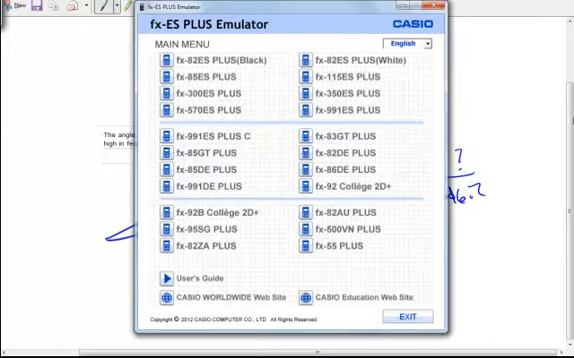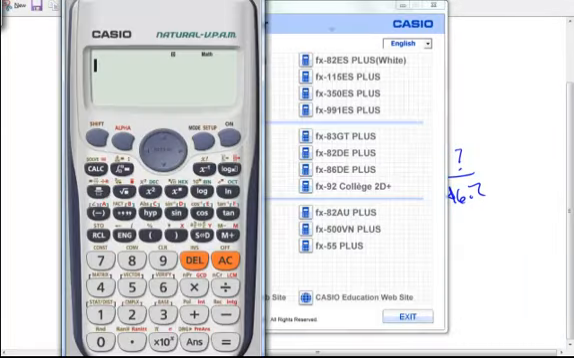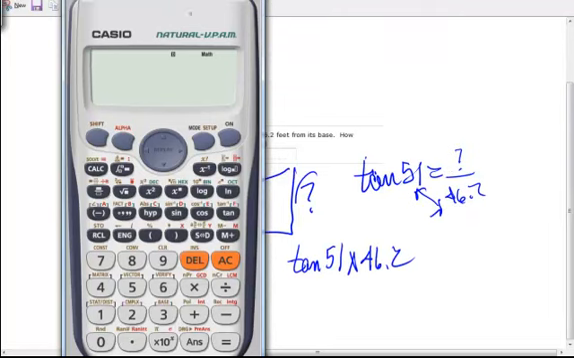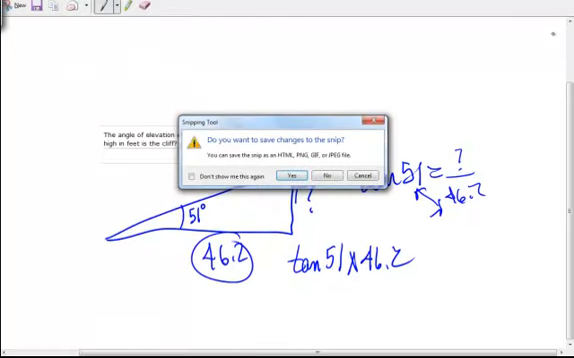So on our calculator, we would press tangent, make sure you're in degree mode, 51, close the parentheses, times 46.2, and then you will get your answer. Next one.